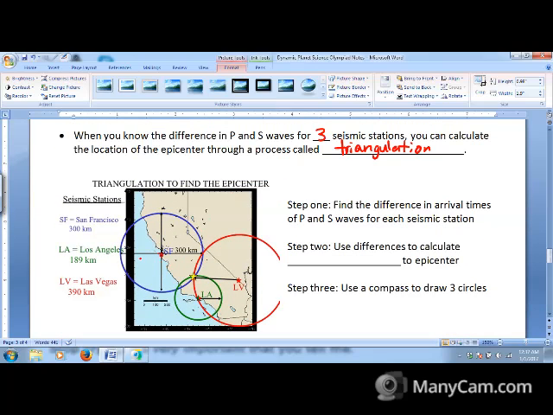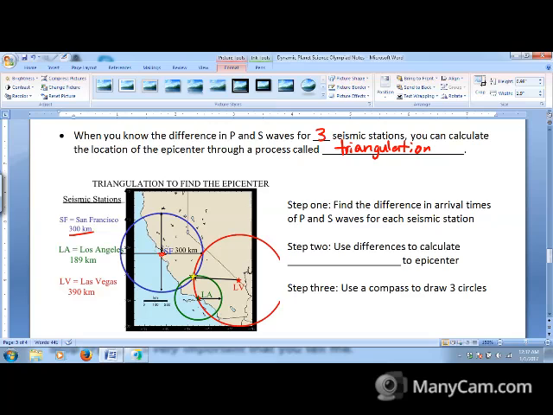So if there's a high amount of discrepancy between your P and S waves, if your S waves happened way after your P waves, well, that means the actual earthquake happened way farther away from the starting point of your seismic station. So San Francisco, for example, 300 kilometers. That means that the difference in P and S waves yielded on the graph an epicenter distance of 300 kilometers.